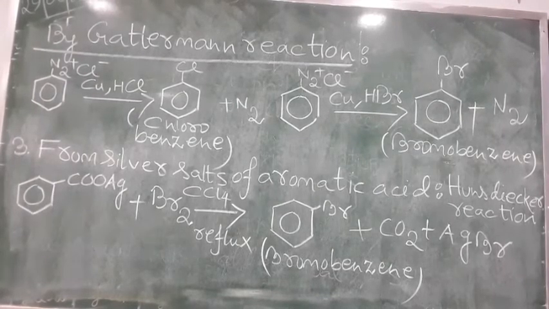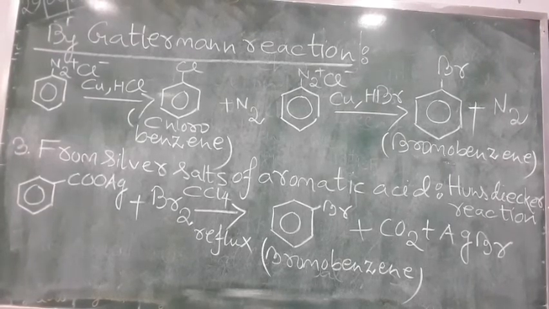Haloarenes, particularly chloroarenes and bromoarenes, are prepared by Gattermann reaction, which is actually a modification of Sandmeyer reaction. The Sandmeyer reaction has been modified by using copper powder in presence of corresponding halogen acid, that is HCl or HBr, in presence of cuprous halide dissolved in corresponding halogen acid.